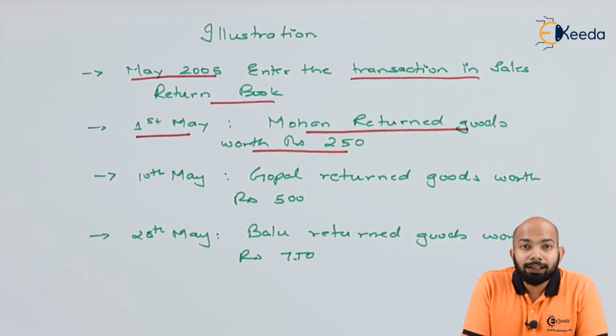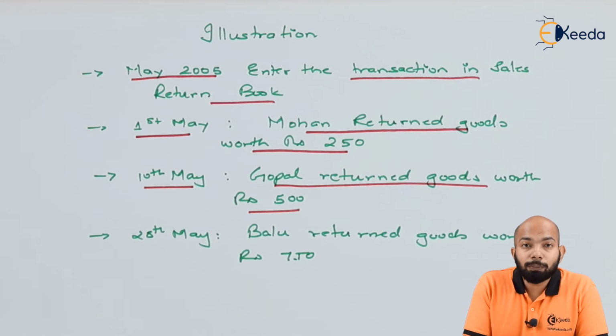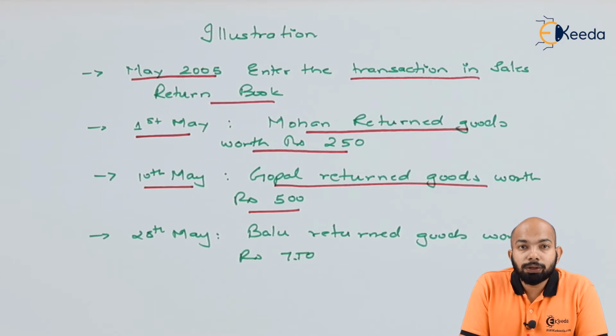On 1st of May, Mohan returned certain goods amounting to rupees 250. That means some customer named Mohan, they have returned the goods back to us which were amounting to rupees 250. This is something that we'll be recording under sales return book. Let's figure out the next transaction. On 10th of May, Gopal returned certain goods worth rupees 500. That means there is one more person named as Gopal. That customer sent us back goods worth rupees 500, and that is on 10th of May.